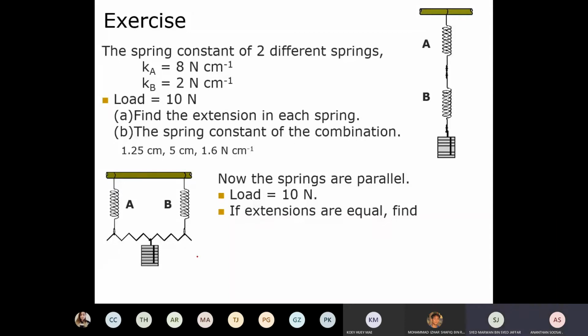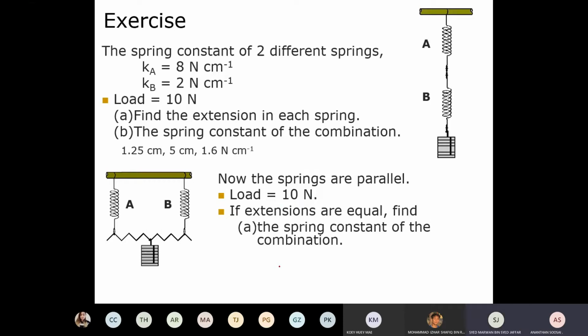Anyone? Closer to B or closer to A? You get the same extension in parallel. Closer to A, yes, very good. So you put more force on the stiff spring so that the extension is the same. In this diagram, I think the load must be quite close to A to have the same extension. Let's get back to the question. The springs are parallel, 10 Newton. If the extensions are equal, first find the spring constant of the combination.